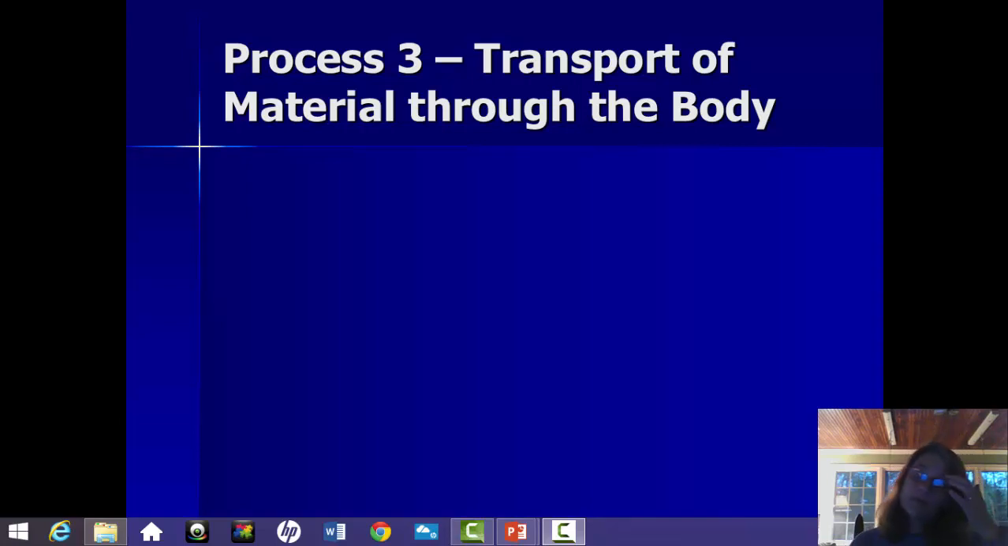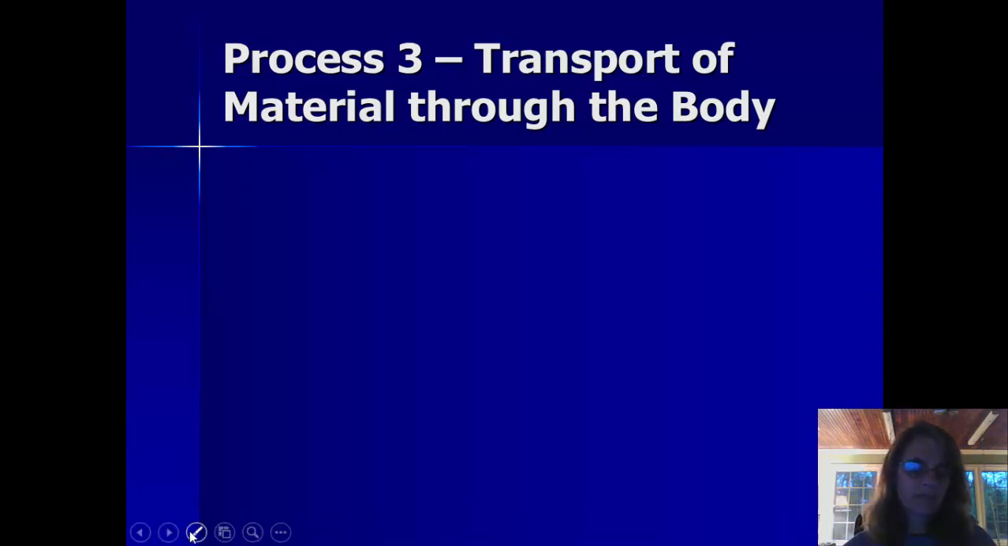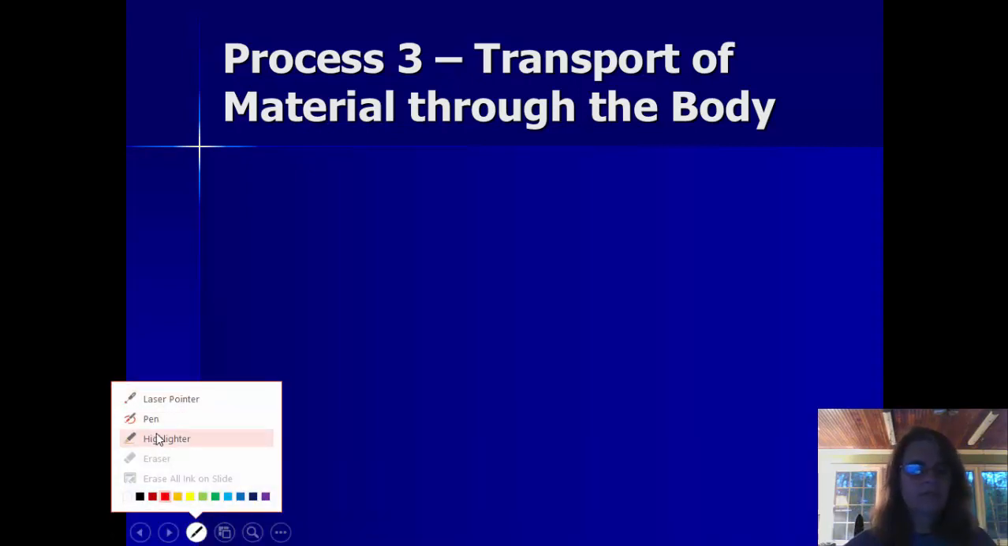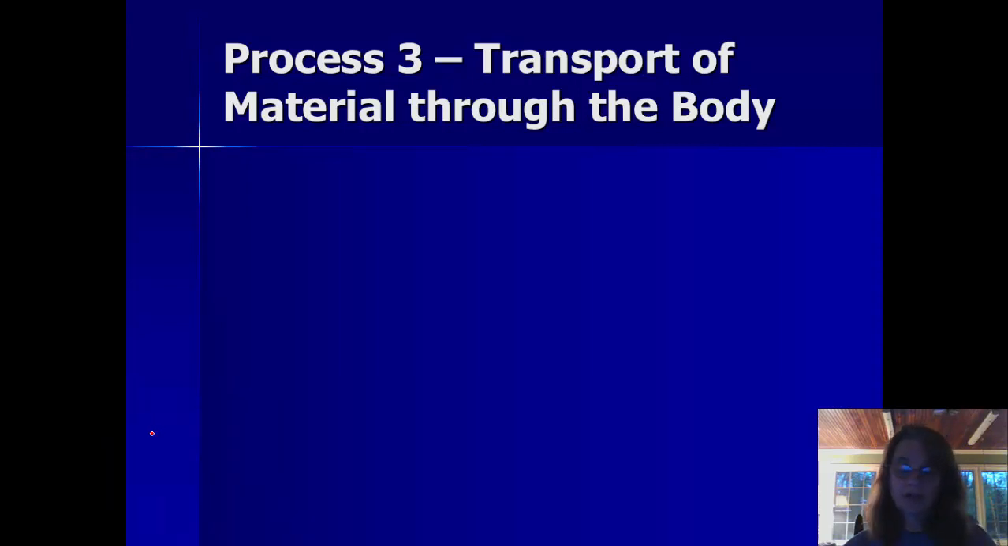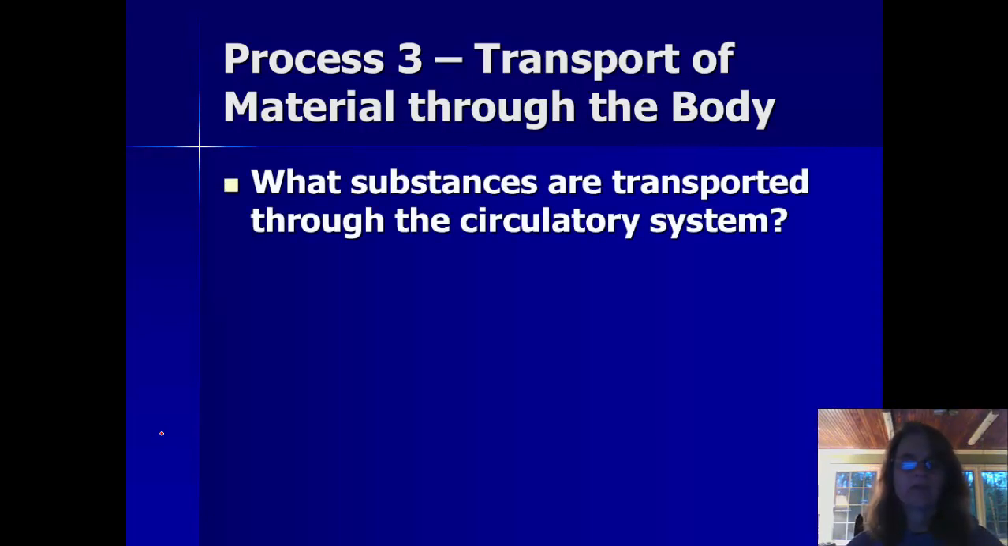All right, welcome to the third process in our look at different processes animals have to be able to carry out for their bodies to function. That process is transport of material. From our point of view as animals, as mammals, we often think of a circulatory system with a heart and blood vessels, but that is certainly not the only way that transport of material can occur throughout an animal's body.